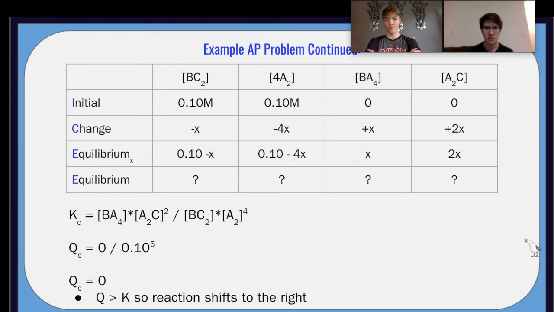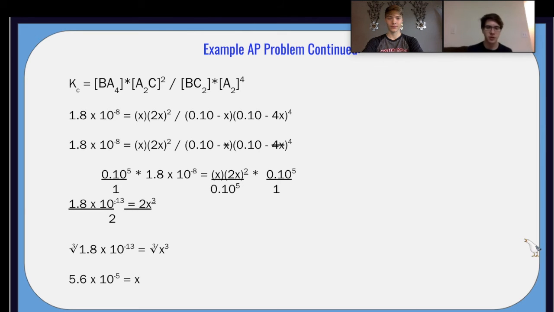So, in turn, our reaction shifts to the right, which means the products are going to gain an X amount of concentration. You'll notice that A2C is gaining 2X, again because of stoichiometric coefficients, and that BC2 is losing X, and 4A2 is losing 4X, again because of stoichiometric coefficients. With this information, we can figure out the equilibrium expressions for each concentration, as seen in the equilibrium row, and now we can use it to find the equilibrium concentrations.